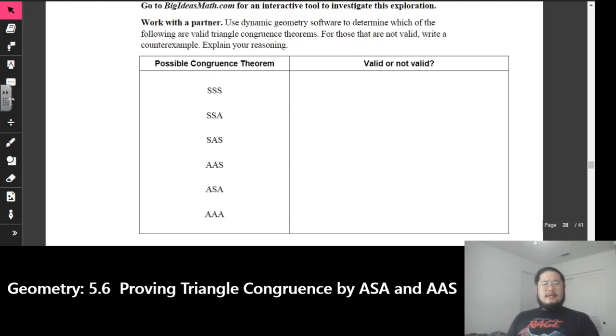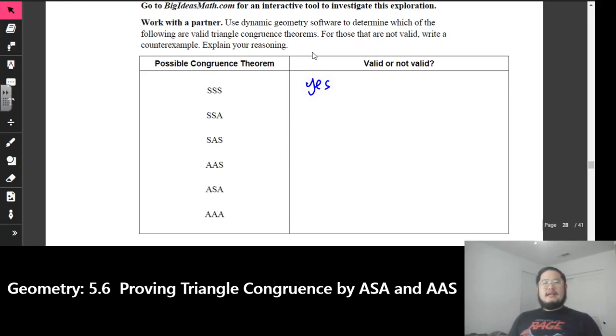And in this table, it says, let's take a look at these possible congruence theorems and determine whether they are valid or not. So hopefully the first one right here we know as side, side, side. That is a triangle congruence theorem that we first learned. So this one right here will be yes, the one that we just learned in 5.5. So that one works out. Super.